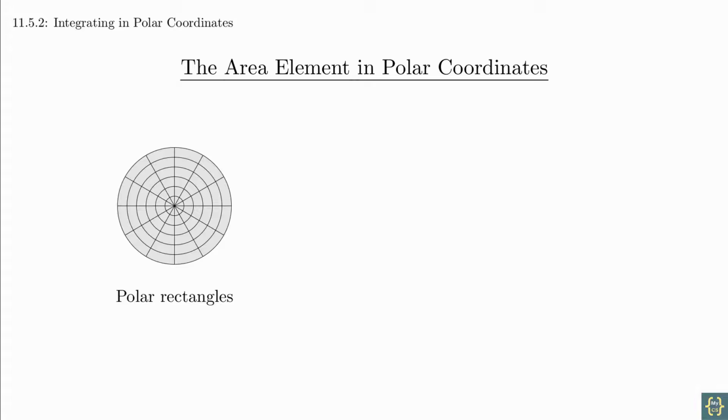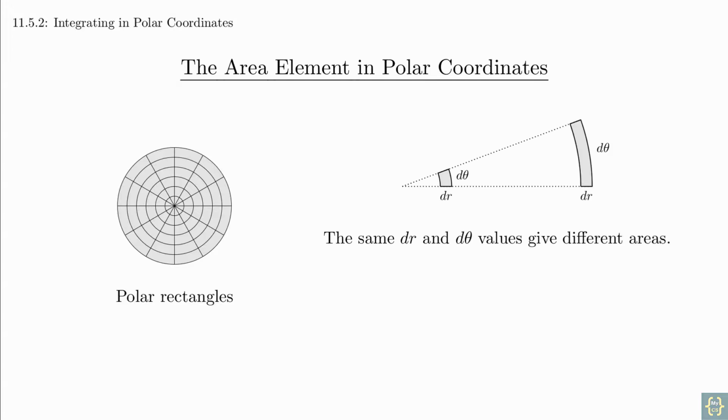However, it's not quite as easy as just using dr d theta. The problem is that you can have the same values for dr and d theta and end up with two different areas. This is because the area also depends on how far from the origin you are. So we will need to figure out how to compensate for that. The trick is to think about the geometry of the situation. The space between the two radii creates an annulus, which is a washer-shaped region. The space between the angles is what gives us the polar rectangle.